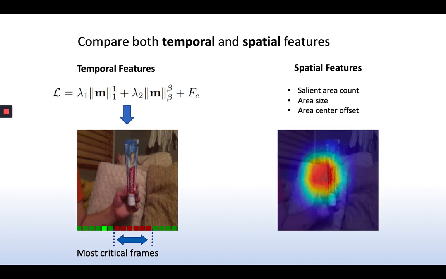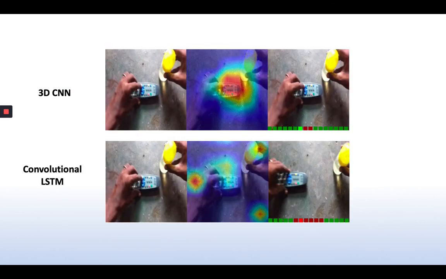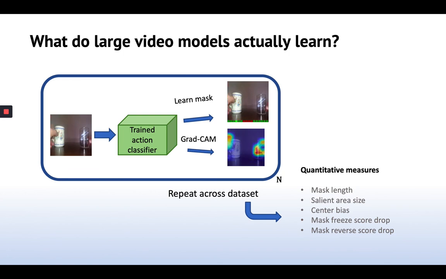for the spatial features. Our findings indicate that the 3D CNN concentrates on shorter events in the input and places its spatial focus on fewer areas. With our framework, it will be possible to gain insight into what large state-of-the-art video models have actually learned.